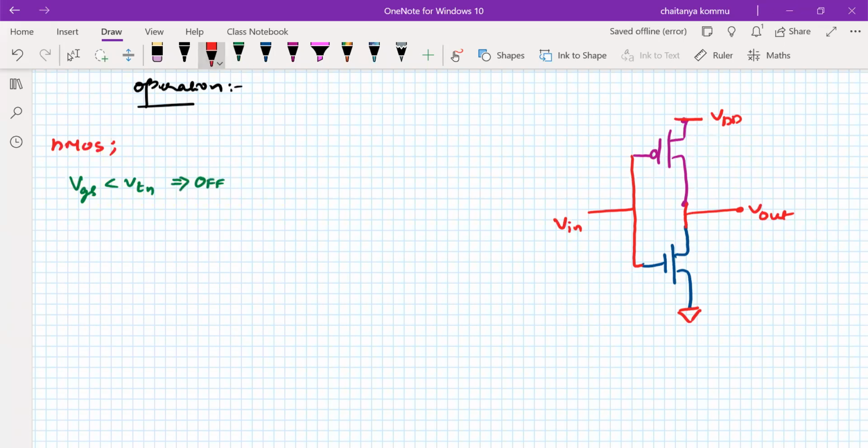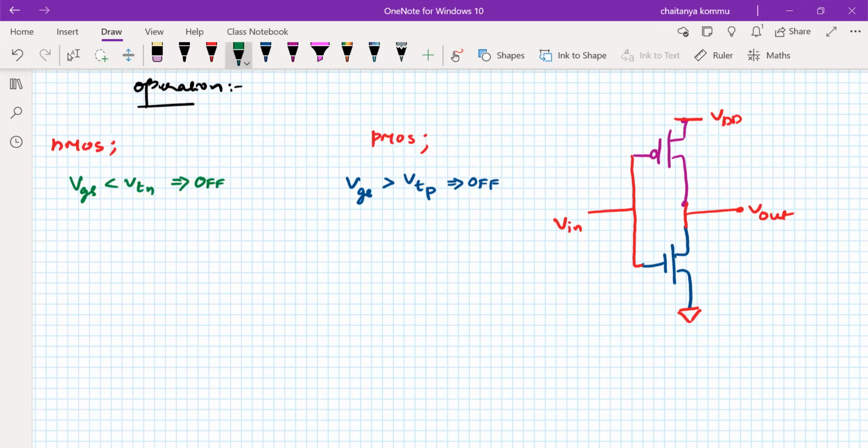Whereas for a PMOS transistor, please remember very carefully: when the VGS value is greater than the threshold voltage VTP of a PMOS transistor, then it should be off. Please remember that. It's the opposite of the NMOS. Earlier, I took the magnitude without any difficulty, but originally we need to consider it this way. So VGS greater than VTP means it is an off transistor.